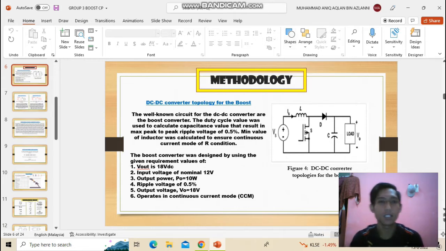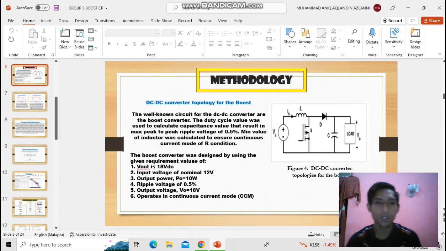This is the DC to DC converter topology for the boost. The well-known circuit for the DC to DC converter is the boost converter. The duty cycle value was used to calculate the capacitance value that results in a maximum peak to peak ripple voltage of 0.5%. The minimum value of the inductor was calculated to ensure the continuous current mode condition.